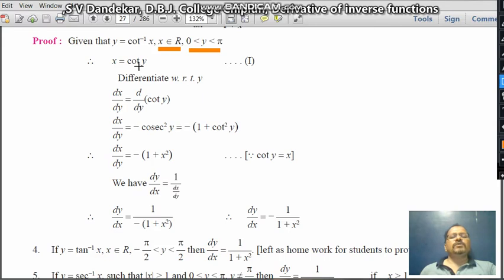Then x is equal to tan y. Differentiating, we get sec square y. Sec square y is 1 plus tan square y. So it is 1 plus x square. Then inverting, we get the answer dy by dx is equal to 1 upon 1 plus x square. You can solve this, and if you cannot, then please ask me on my mobile phone.